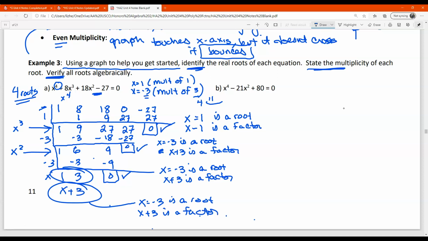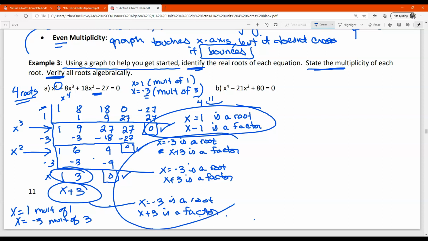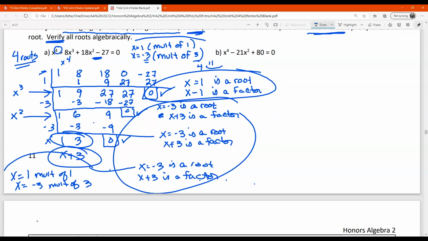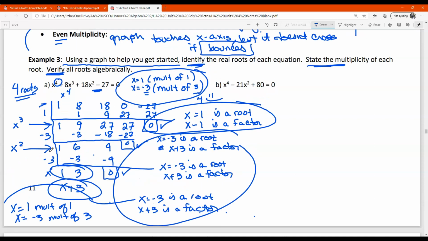So I have verified that the zeros, or the solutions, the zeros, whatever you want to say, of my polynomial are x equals 1, multiplicity of 1, right there, and x equals negative 3, multiplicity of 3, because of these 3 right there. And that's exactly what I saw looking at the graph. But looking at the graph is not enough. You have to verify it. So when it says verify your roots, that's what you're going to do.